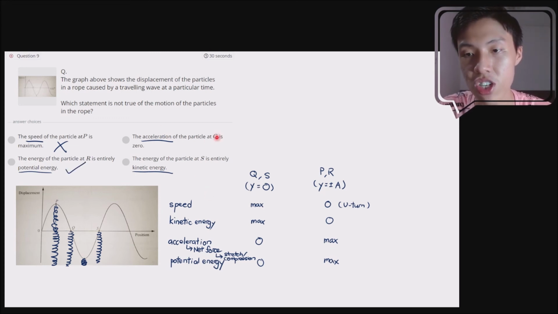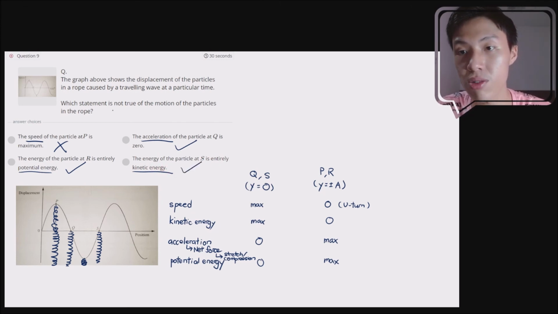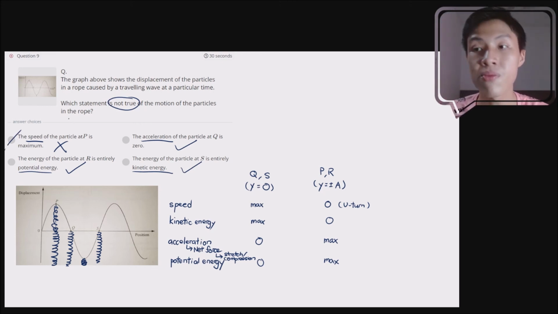Next, acceleration at Q is 0. Acceleration at Q is 0, correct? Energy at S is entirely kinetic energy. So kinetic energy at S is maximum. Yes, so maximum kinetic energy means no potential energy. The energy is indeed entirely kinetic energy. Correct. So now they ask for which statement is not true. So the statement that is not true is the first statement over here.